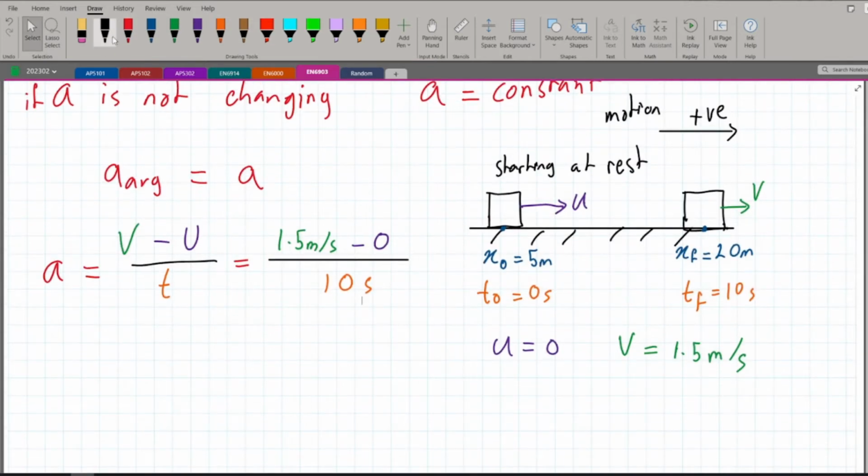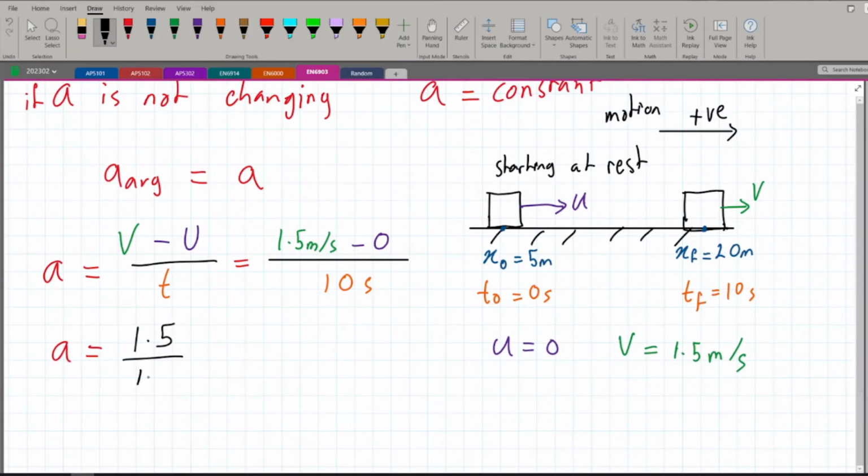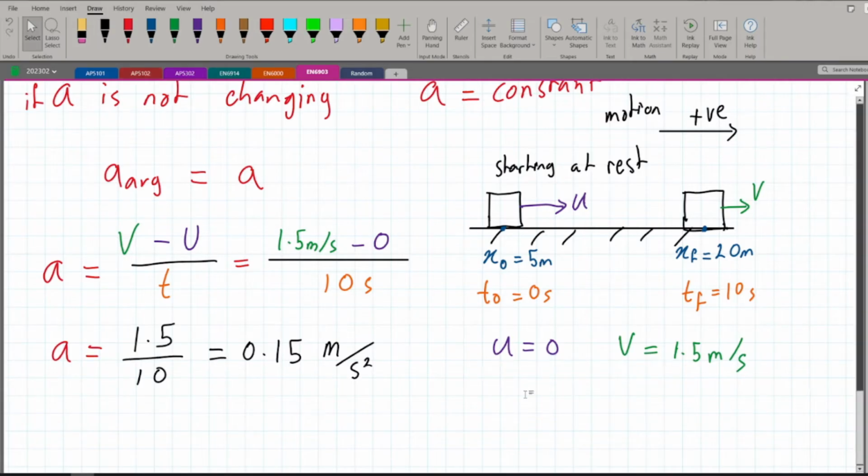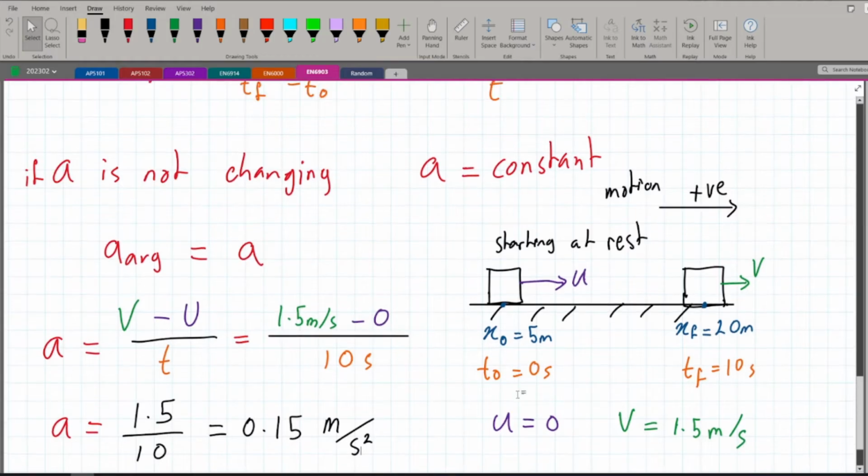So now we can find out that our acceleration is equal to 1.5 over 10, which is equal to 0.15 meters per second squared. If you notice, we have meters per second divided by second, so it is over seconds squared. And this is how you would find the acceleration for any simple problem.